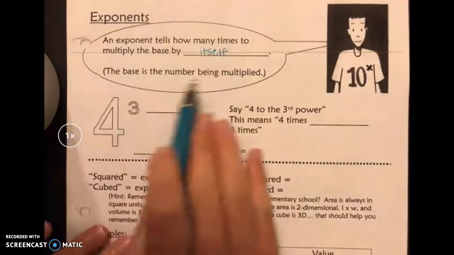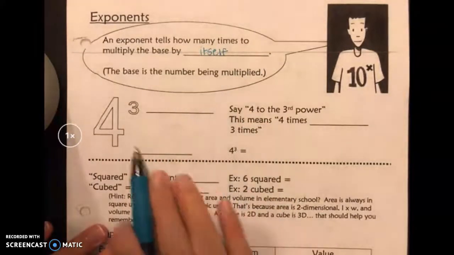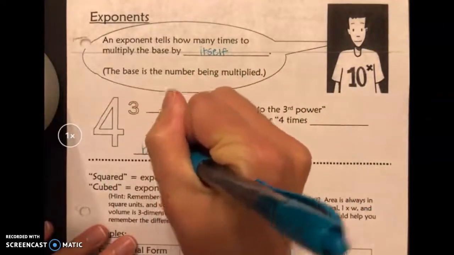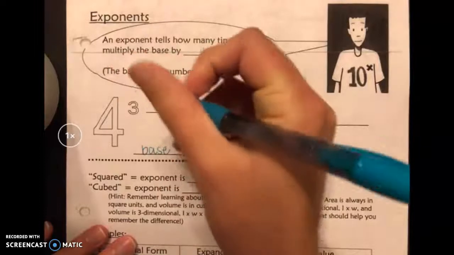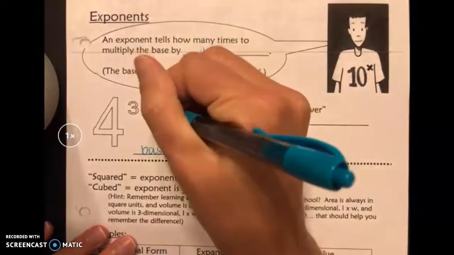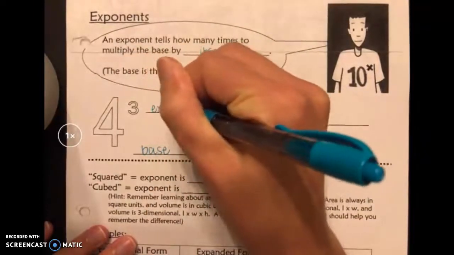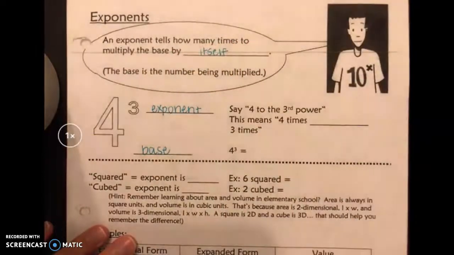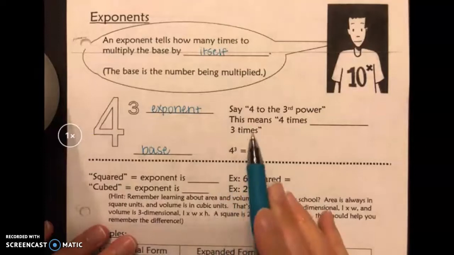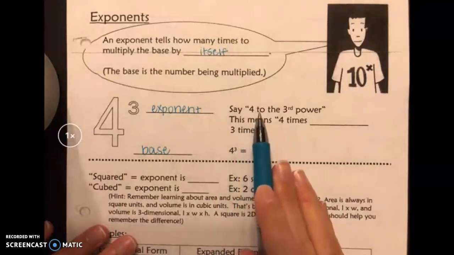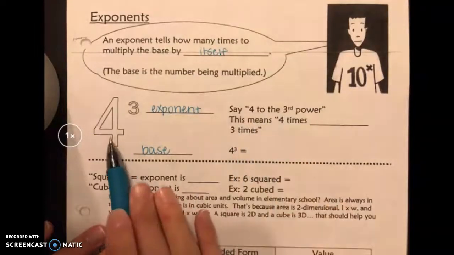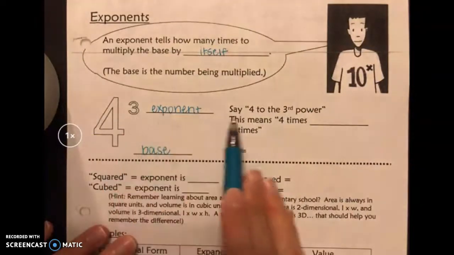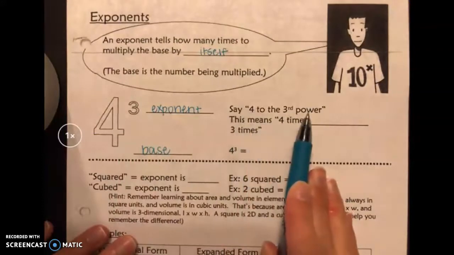Okay, so let's look at these and determine what's what. Our base is this big number right here. And this little 3 up here, that's going to be our exponent. Let's say this together. 4 to the third power. That's how we would read this: 4 raised to this little guy, 4 to the third power. So say 4 to the third power, okay?